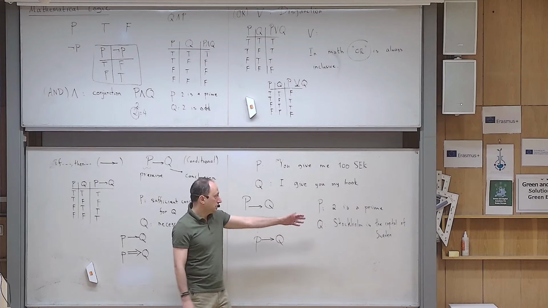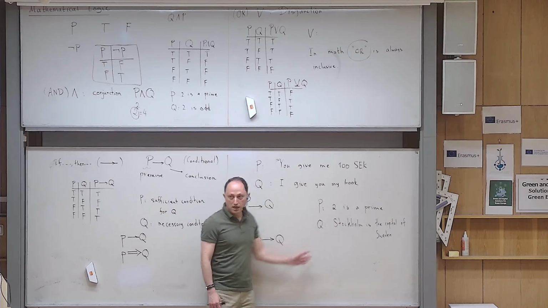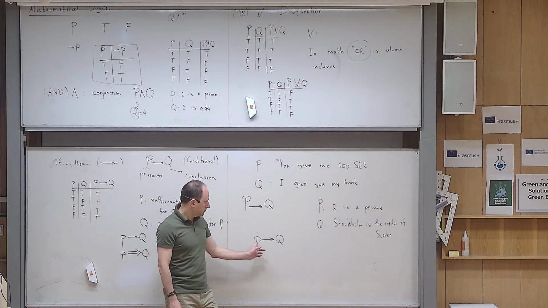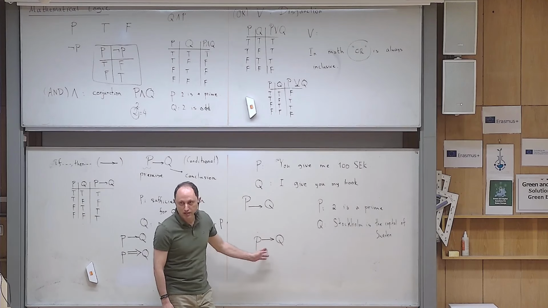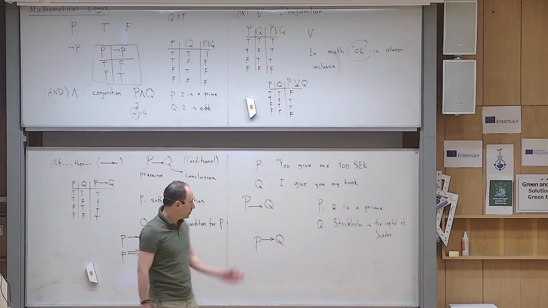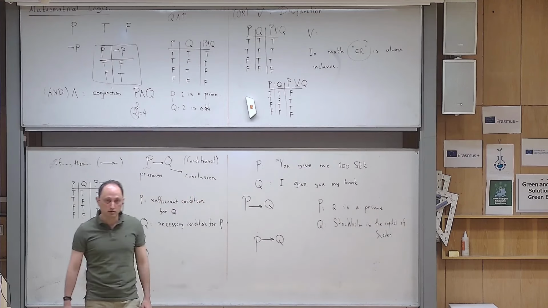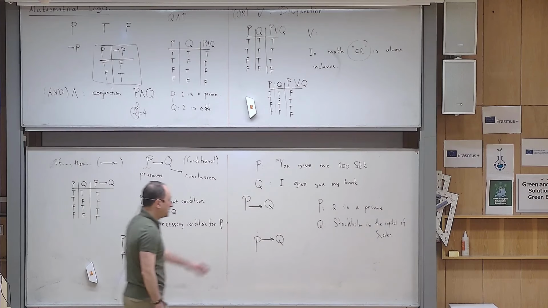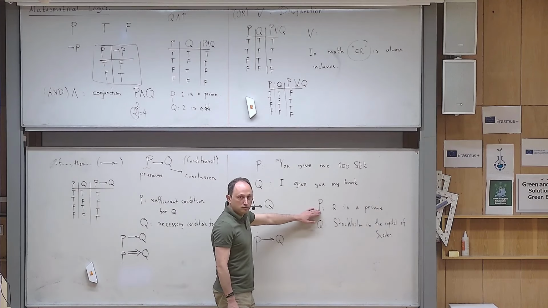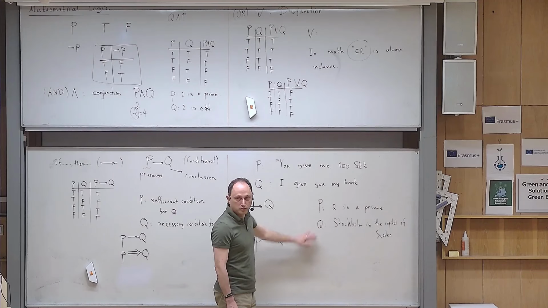I had 2 atomic statements. Now I combine them with this connective arrow, and then I'm making a new statement, and I'm asking you about the truth value of this compound statement. What's your answer? It's true. It's true because the premise is true, the conclusion is also true, so that's true.